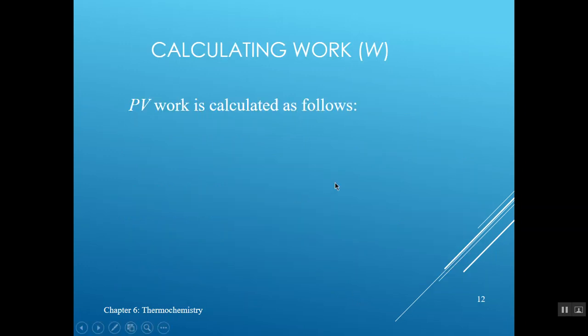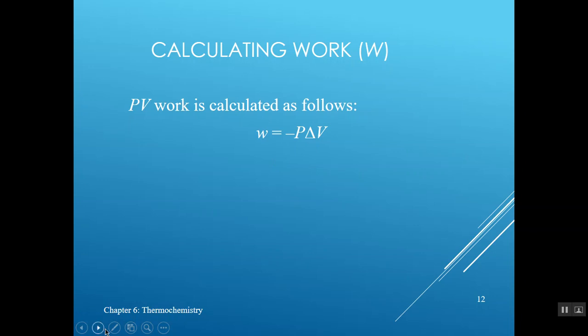So this is how we calculate the work that is done. This is the equation: work is equal to minus P times delta V. I'm not sure if you're familiar with the symbol delta from your math courses, but delta literally means change of. So we can read delta V as change in V. And the change in V is always going to be the final volume minus the initial volume.